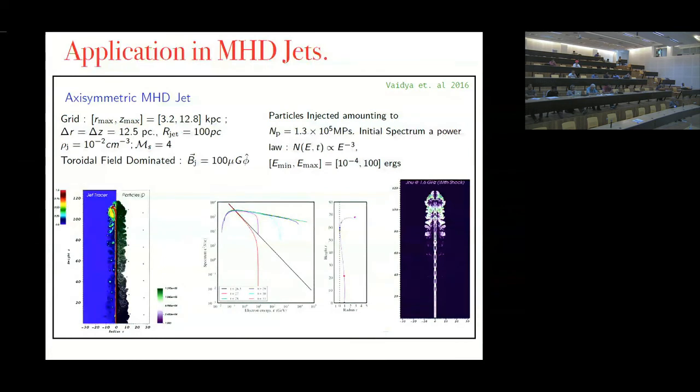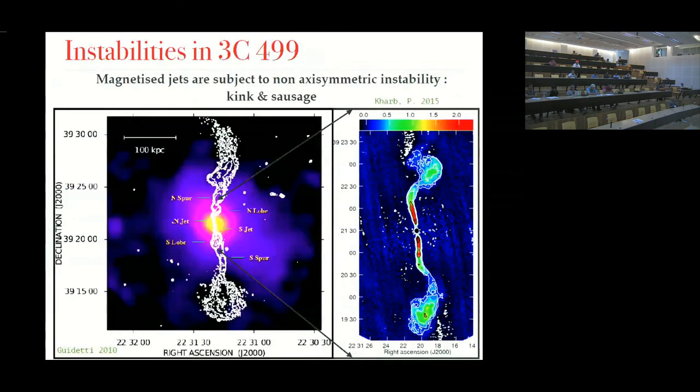So the last simulation was of the axisymmetric jet, and in the next slide we see that the jets are associated with a large number of magnetic instabilities, which are of non-axisymmetric nature, be it kink instability or sausage instability. And these are translated very well into observational features. For example, over here you see a case of 3C499.